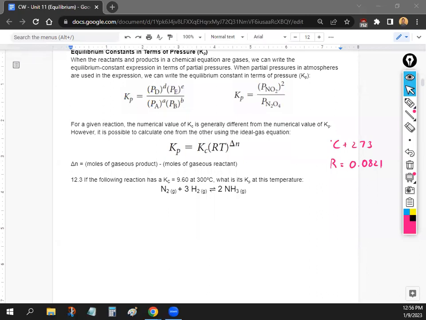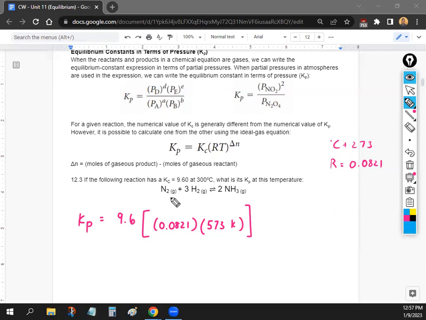Okay, so 12.3, we are solving for Kp. We're just going to use this equation right here. Kp is equal to Kc, which is 9.6. Then we multiply by the ideal gas constant, 0.0821, and the temperature. Since it was given in Celsius, we have to convert it into Kelvin. It's going to be 573. Then we raise it to the power of the change in moles of gas. We have to look at the equation in order to do that.